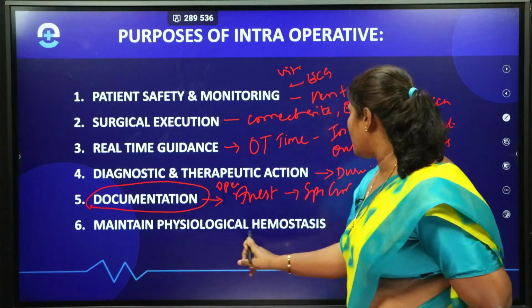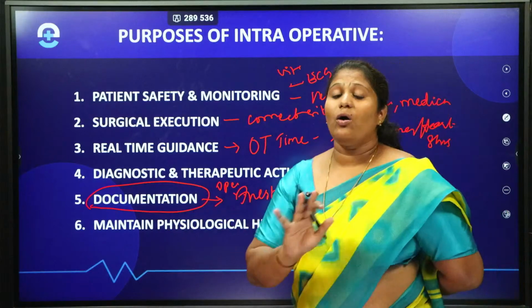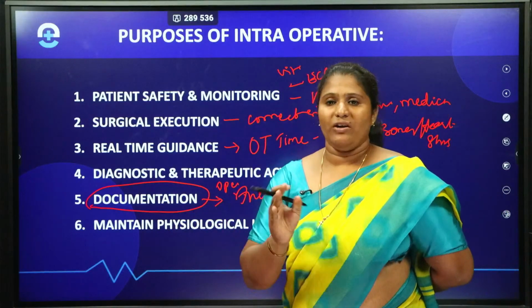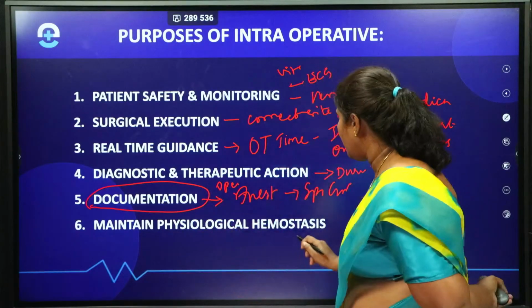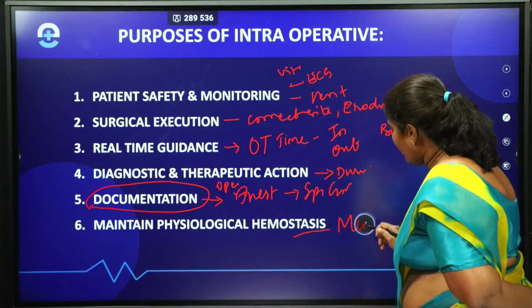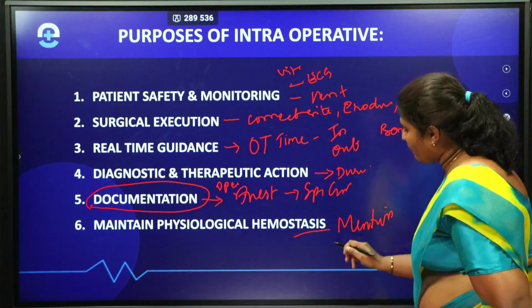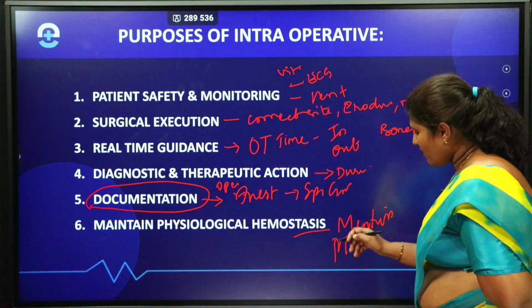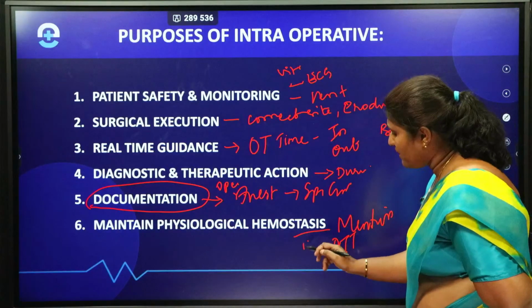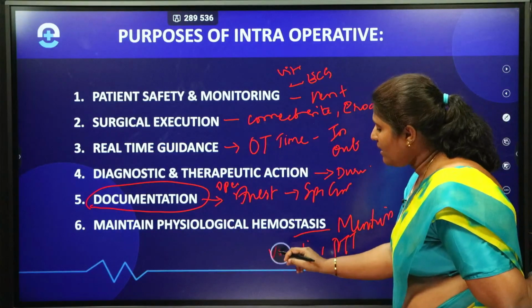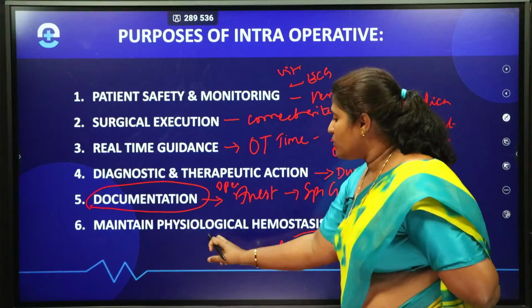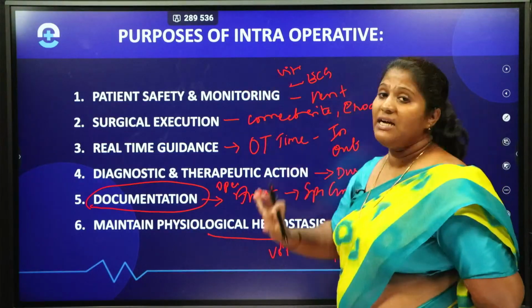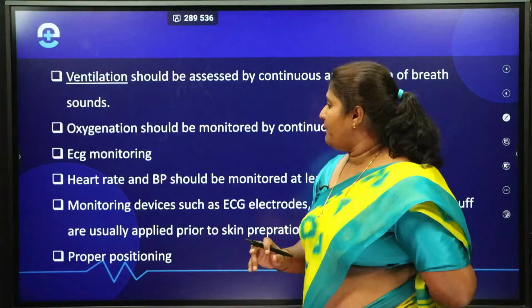Then maintain physiological hemostasis. Everything, like whether a blood clot has happened or bleeding is there, needs to be mentioned. If the bleeding is there, you have to send a PPT, and you have to send any other conditional medicines, or give any vitamin medicines to arrest the bleeding and the blood clot. So all this you need to check during the procedure. These are all the purposes.